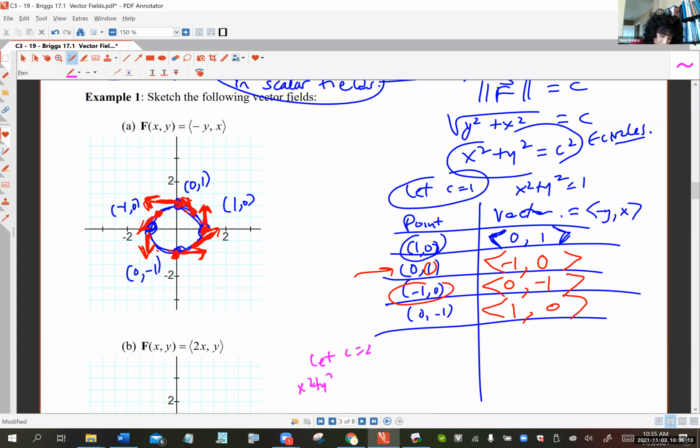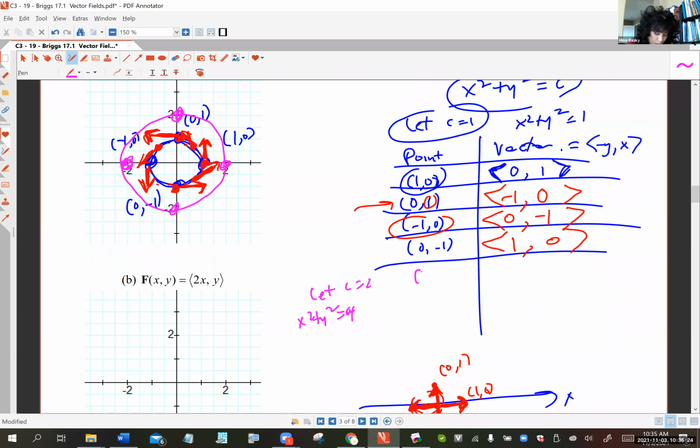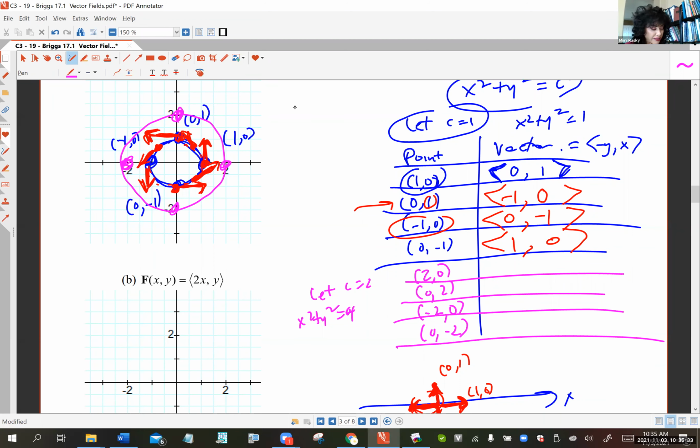So then our circle is x squared plus y squared equals 4. So here's our new level curve. And let's pick 4 points off of this curve, and those 4 points we will put in our chart. I'm going to do this a lot faster now, and then you're going to figure out the vectors that go with these points on this larger level curve.